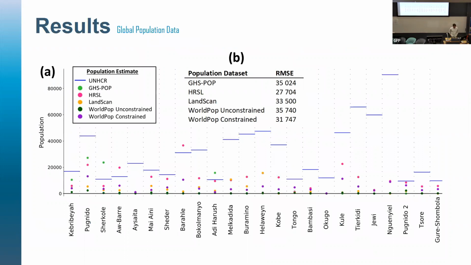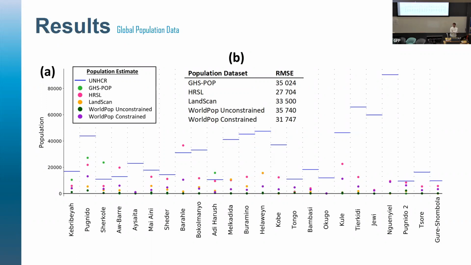So just to begin taking you through some of our results, starting with the evaluation of the global population maps. Well, in short, global population maps do a pretty poor job at representing these camps. In this figure here, for each of the 24 camps, this horizontal blue line is the UNHCR reported camp population. And these colored points are the camp estimates from each of the 5 global population maps. So you can see that for the most part, global population maps are significantly underestimating camp populations.